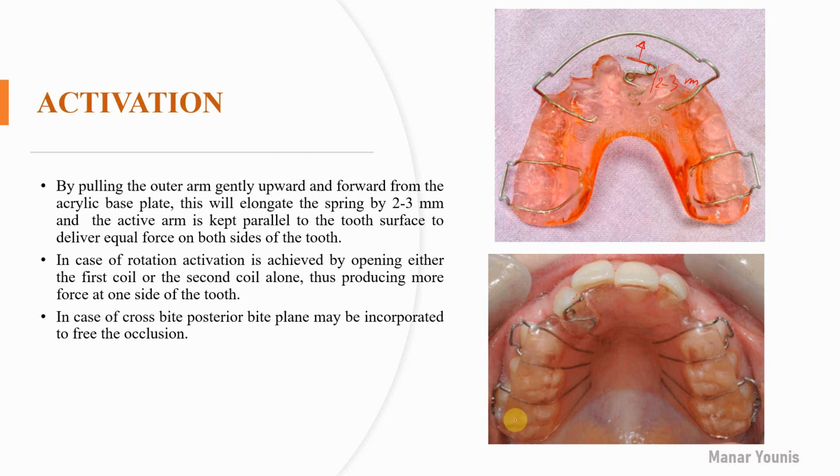It's important to notice that in case of anterior crossbite, the base plate should include a posterior bite plane, which is capping or extension of the acrylic base plate onto the occlusal surface of posterior teeth to free the bite and the occlusion, and this will allow correction without any interference.